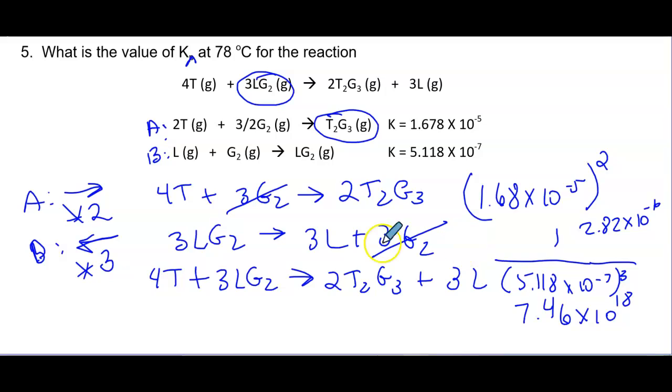Okay, so then what do we do with those numbers? We take our new values of K and we multiply them. 2.82 times 10 to the negative 10th times 7.46 times 10 to the 18th. And let me check that again.